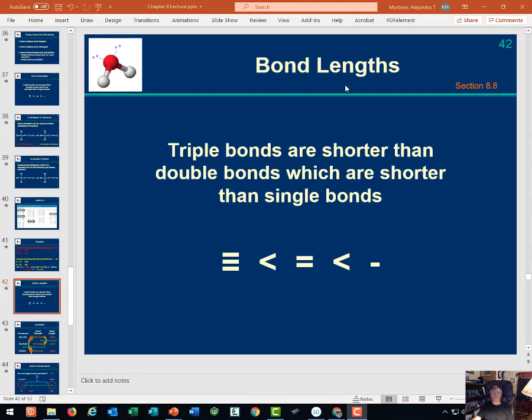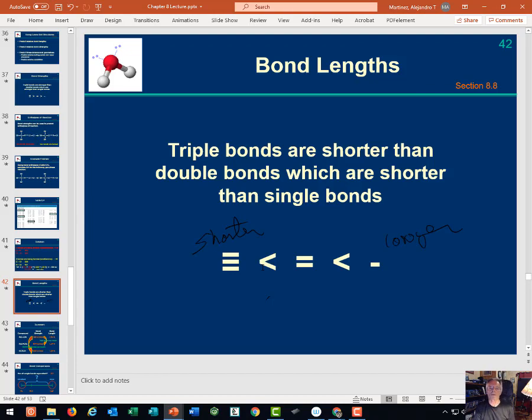I'm going to get out of order here with bond lengths. I think this might make sense as well, and this is a better place for it. Triple bonds are shorter than double bonds, which are shorter than single bonds. So just take a quick look at it. So the triple bond, just think of 3 rubber bands here versus 2 rubber bands versus a single rubber band. So this would be shorter and this would be longer.